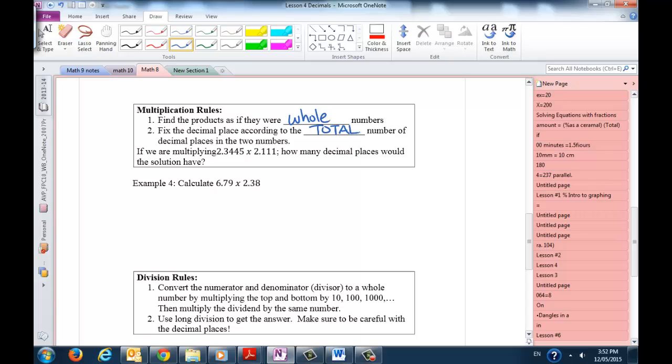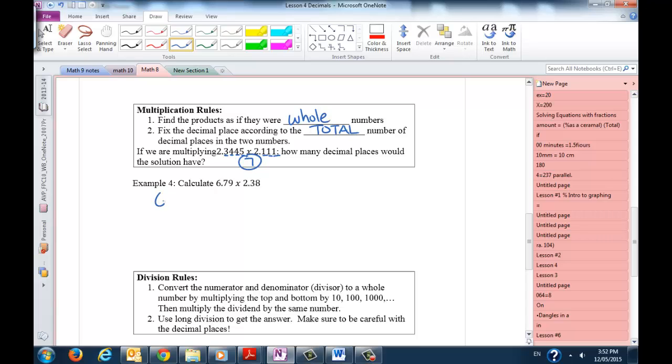So if, for example, we were multiplying 2.3445 by 2.11, how many decimal places should the solution have? And that would be 1, 2, 3, 4, 5, 6, 7. Let's do an example to see what that's like.